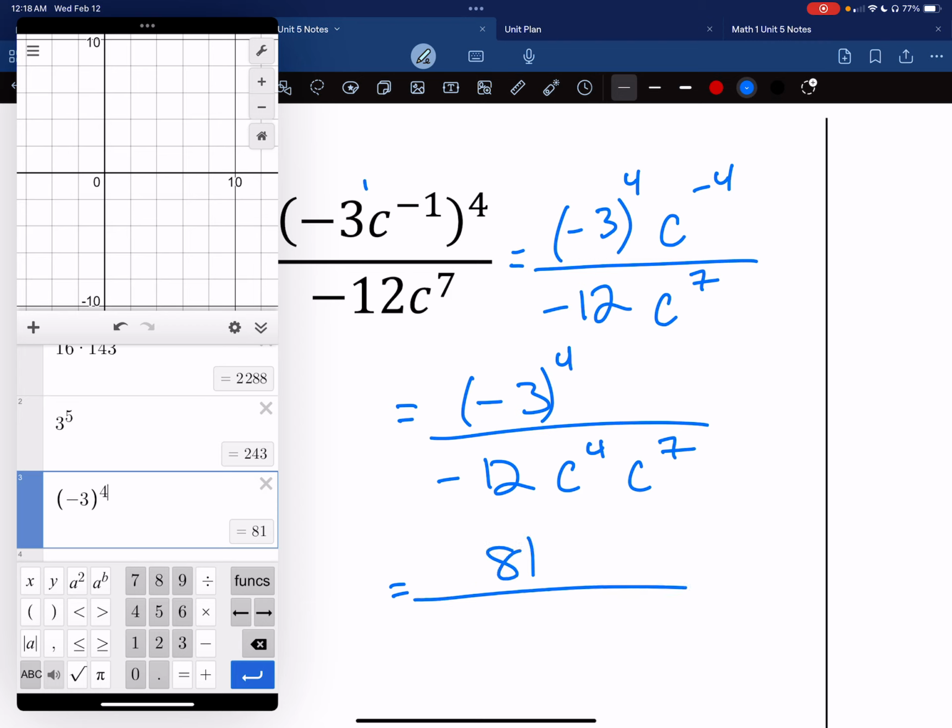We have c to the fourth power and c to the 7th power. Same base, different powers. We're going to add them together. So we get c to the 11th. And on bottom, we have negative 12. Okay. So now we just have to simplify our leading coefficient for this problem.